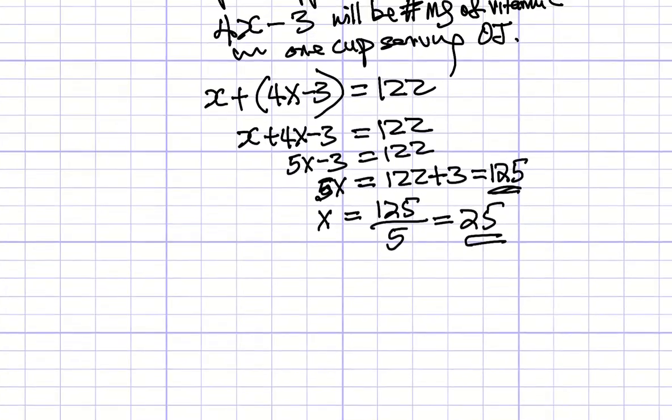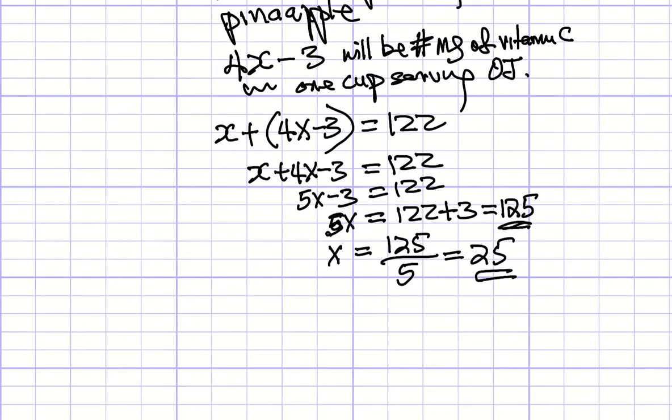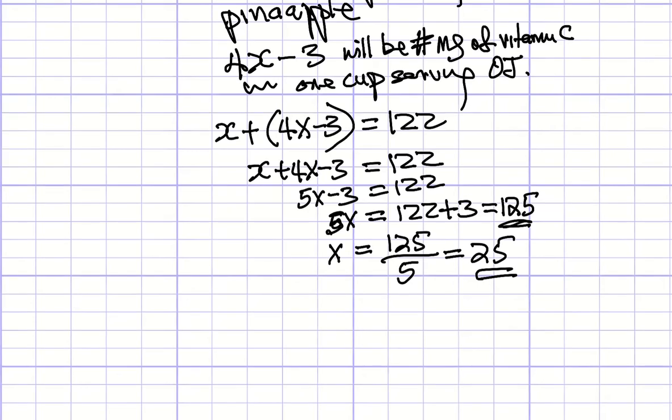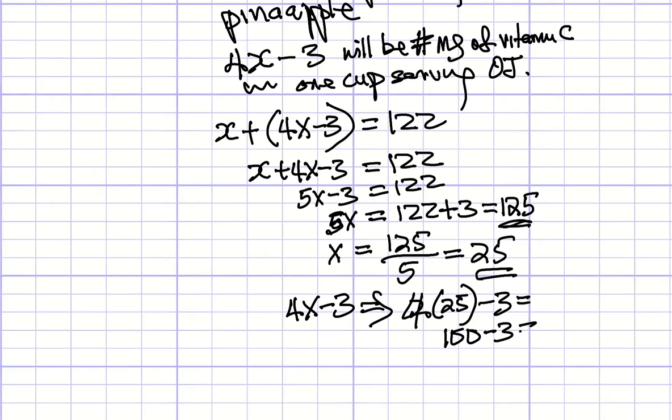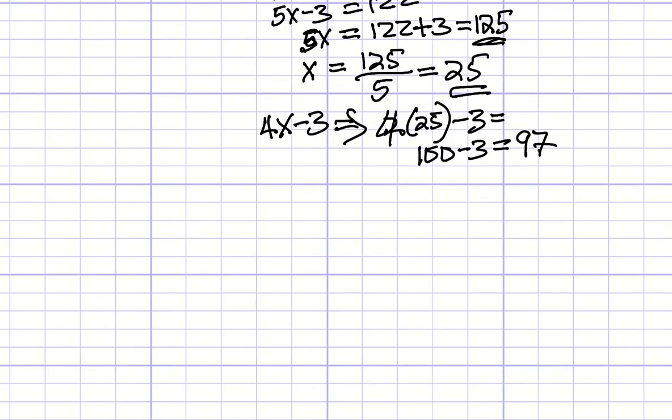Okay. So if that's the case, then the same thing in 1 cup serving of orange juice is 4x minus 3, which will give you 4 times 25 minus 3. What is that? That's 100 minus 3. Is that 97? Yeah, that's 97.